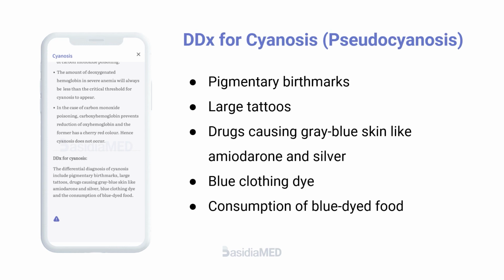The differential diagnosis of cyanosis includes pigmentary birthmarks, large tattoos, drugs causing gray-blue skin, like amiodarone and silver, blue clothing dye, and the consumption of blue-dyed food.